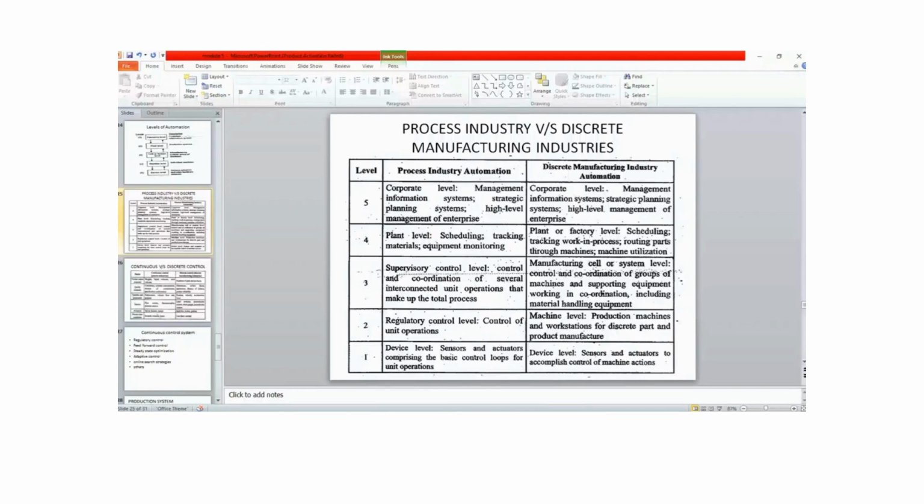Okay, and also infrastructure related things. Okay, and also board related things. So all those things will be taken care of by the corporate level itself. The second level is the plant level.